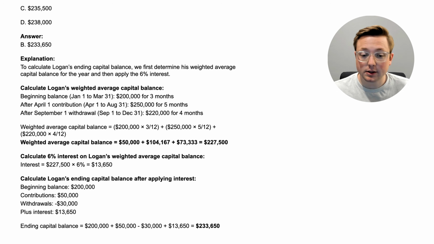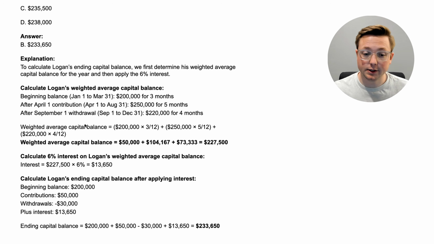You take the beginning balance, which was $200,000, and that was the balance for 3 of the months. And then you take the $50,000 contribution that happened in April. So now the balance is $250,000 from April to August. So that's 5 months that is going to be the balance. And then on September 1st, he withdraws $30,000. So that is the remaining amount all the rest of the year for 4 months. So $200,000 for 3 months, $250,000 for 5 months, and $220,000 for 4 months.